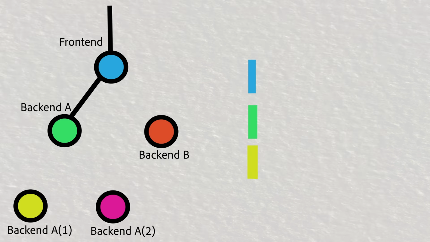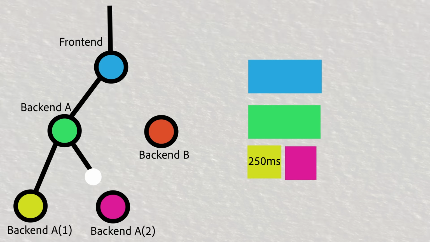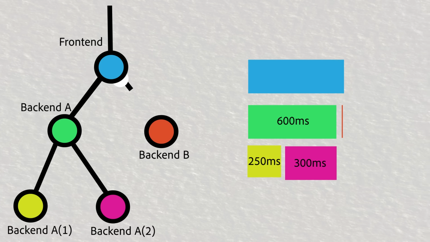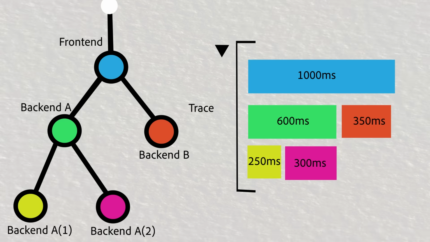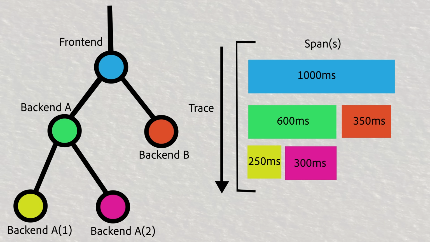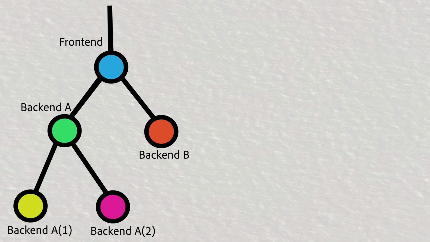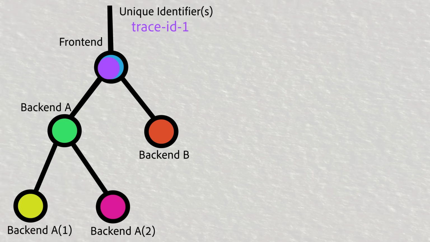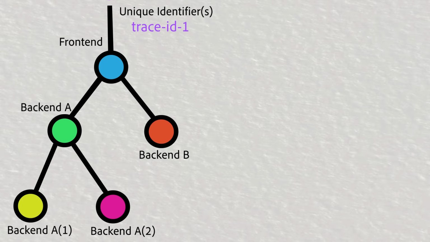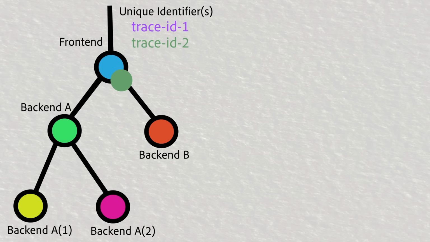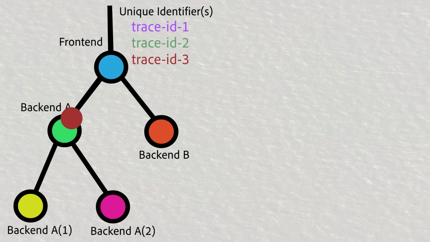We can represent the role of each service in the network trace using a span map on the right. This helps us to better understand the flow of the request through the system. Each network request is given a unique identifier, also known as the trace ID.